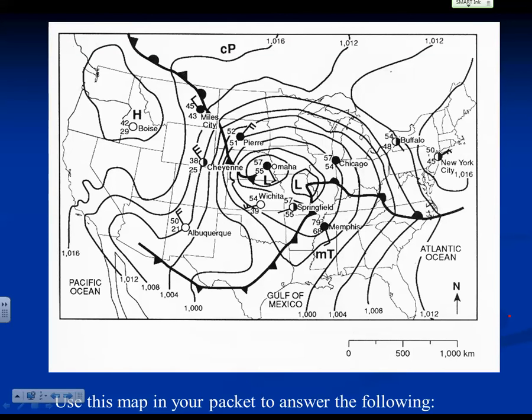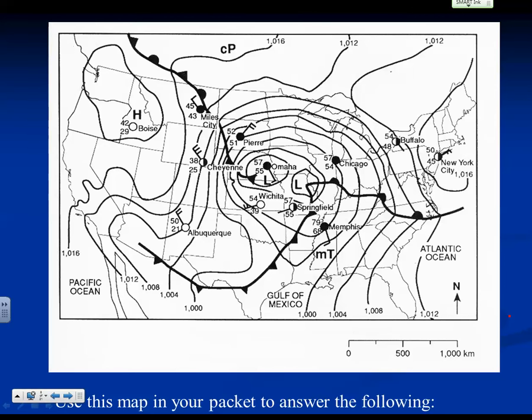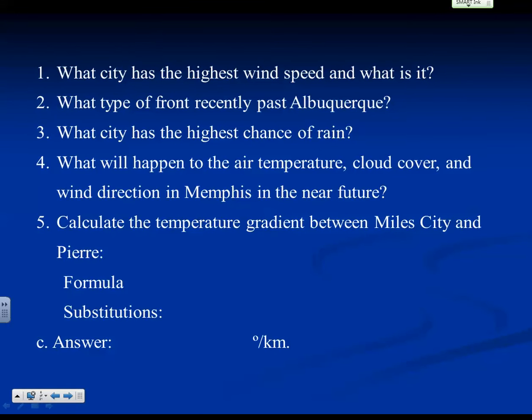Okay, we're going to use this map. We're going to go back and forth and answer some questions now. And we can see we have some fronts here. And we have a low pressure area, high pressure areas, and lots of isobars. So first question, which city has the highest wind speed and what is it? So we take a look at the map, and I'm looking for feathers, and I see that Cheyenne, Wyoming has 3 whole feathers, which is 3 times 10 is 30 knots, 30 nautical miles per hour. So number 1 is Cheyenne, and it's 30 knots.